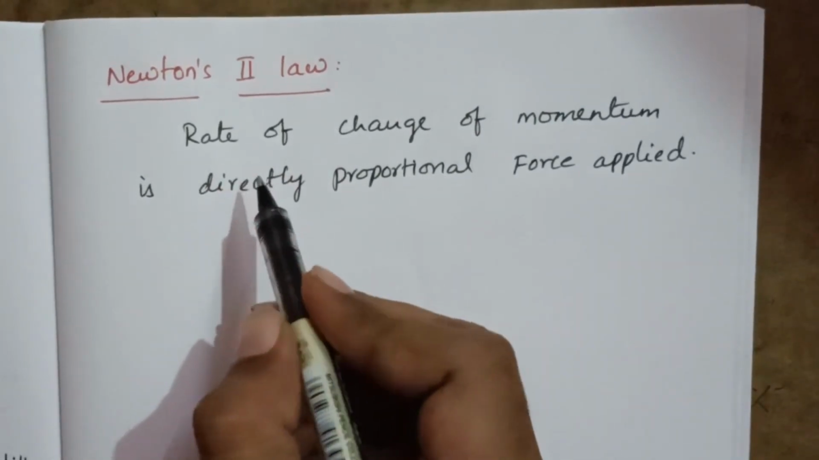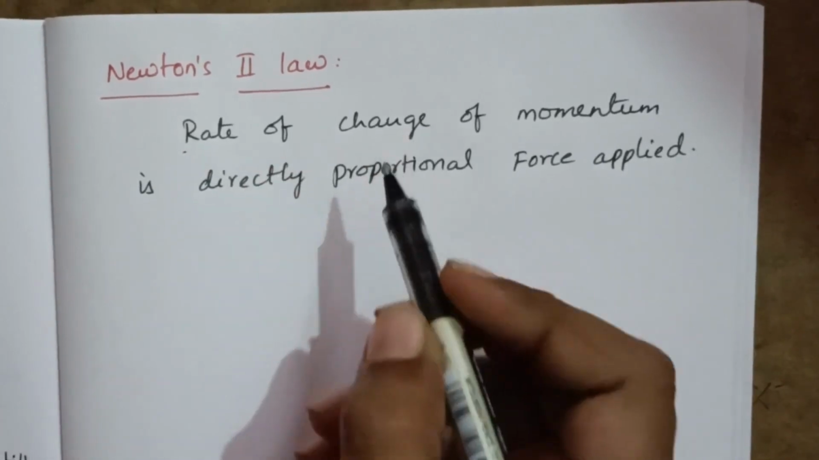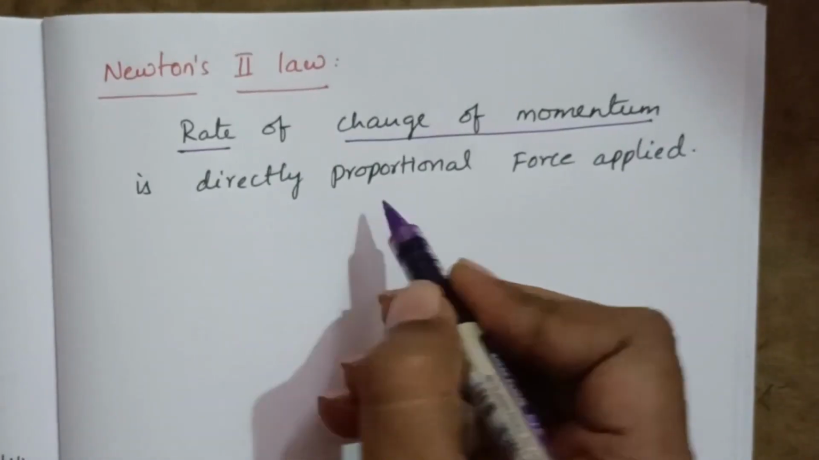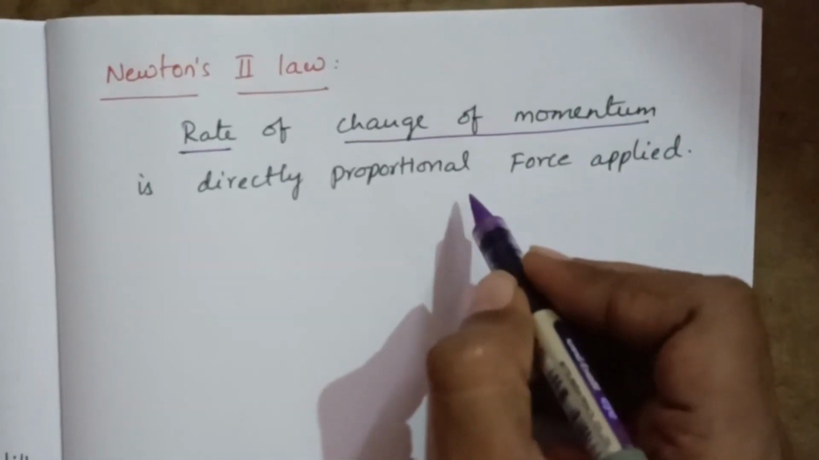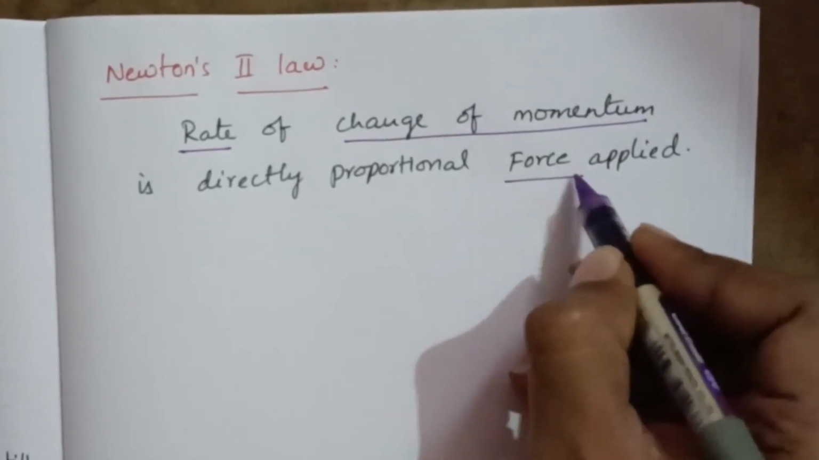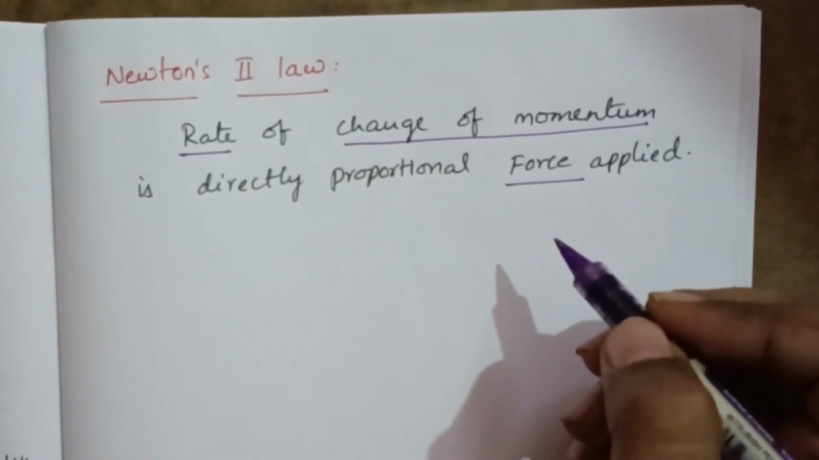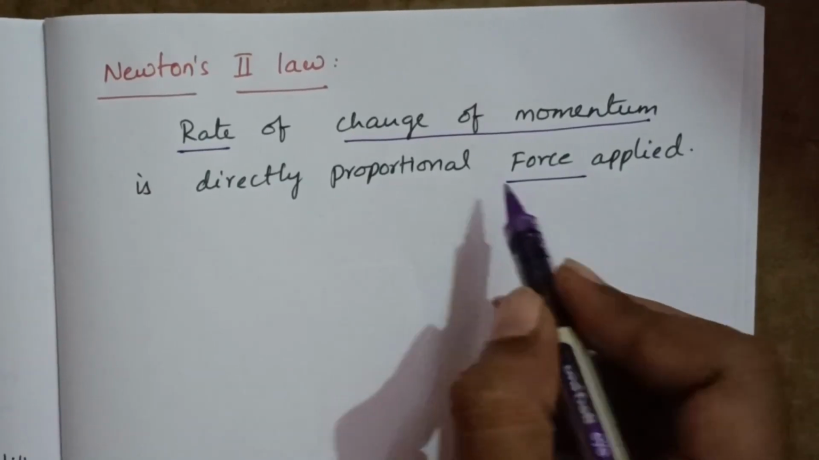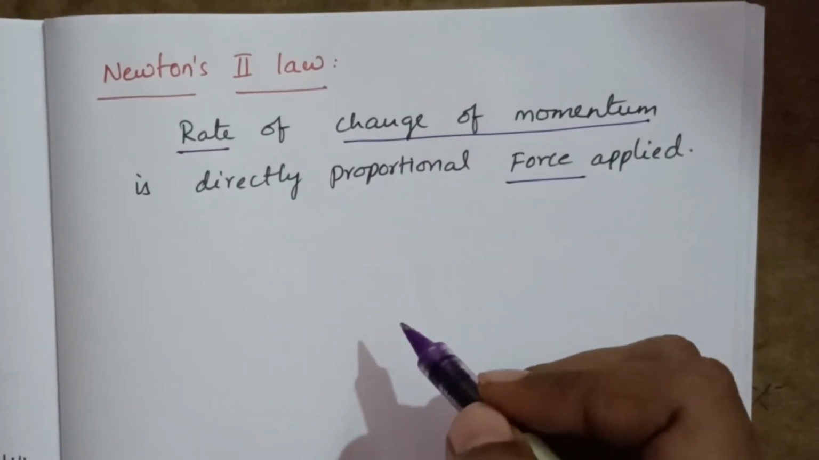Newton's second law states that rate of change of momentum of a body is directly proportional to force applied. What Newton's second law says, the rate of change of momentum in a particular time is directly proportional to, means depends on, the force that we are applying. If more force is applied, more change in momentum in a particular time. If less force, less change in momentum in a particular time.